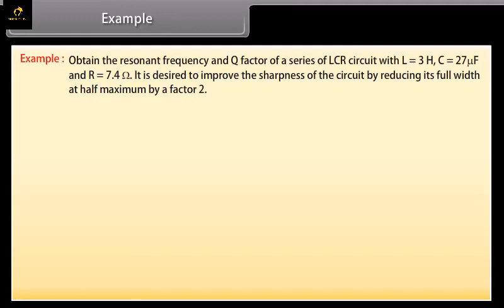Example. Let's take an example of resonance in LCR circuit. Obtain the resonant frequency and Q factor of a series LCR circuit with L equal to 3 henry, C equal to 27 microfarad and R equal to 7.4 ohm. It is desired to improve the sharpness of the circuit by reducing its full width at maximum value by a factor 2.